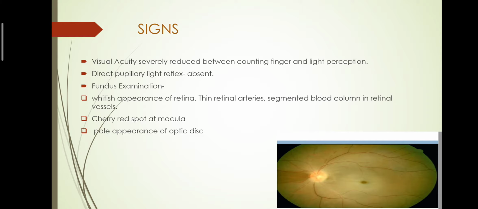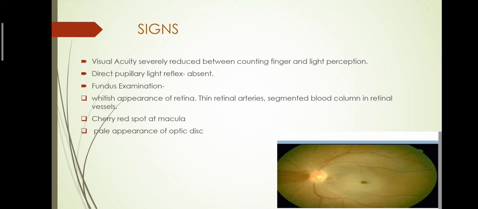Because of the complete pale retina, even in the fovea, the underlying choriocapillaris can be visualized, and that leads to the cherry red spot. This is another important sign. They ask about the differential diagnosis of cherry red spot. In that, one is central retinal artery occlusion. Then the optic disc will be pale.